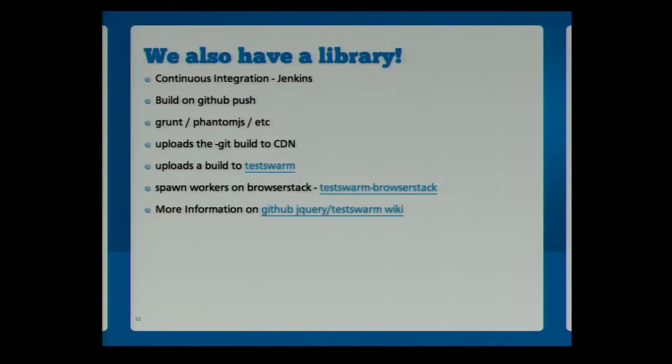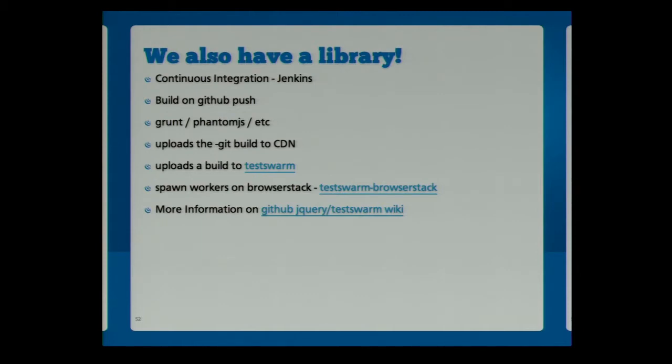And this is really interesting because you need something to test the libraries too, right? So we have continuous integration using Jenkins. There's other packages here again, Travis comes to mind. What this does is it listens for us to push code to GitHub, it builds the library, it runs the testing using Grunt, and as soon as it passes Grunt it uploads it to the CDN for the people who want to be on the bleeding edge of testing things in JS. You can use the git build to make sure that things will work in the absolute newest code. It also uploads a build to a service that we've written called TestSwarm.